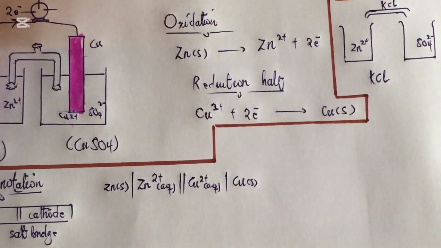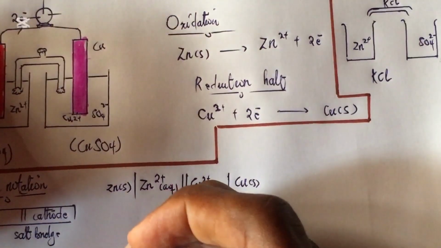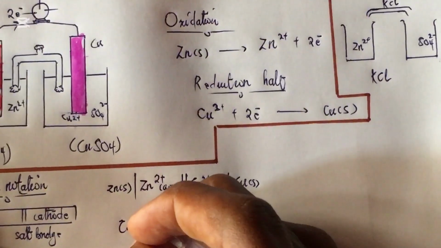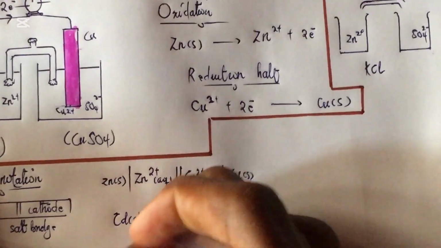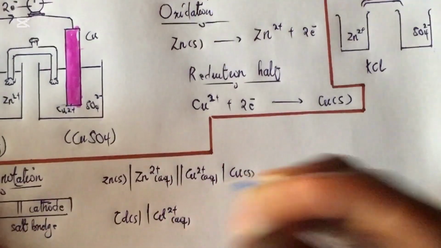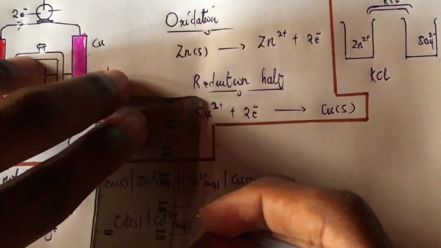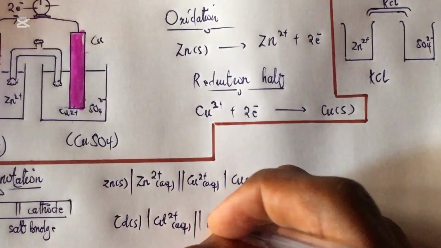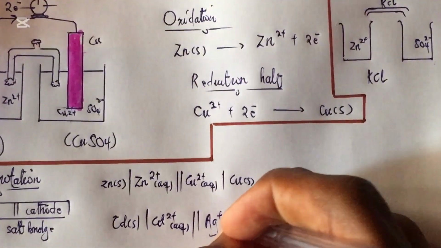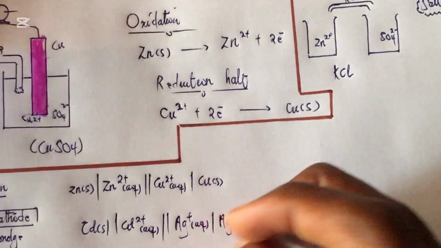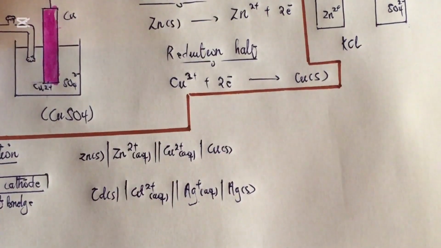So let's try and write another reaction. We can also have Cd, which is also solid, and now we represent it with a bar. Then we write our Cd2 plus, aqueous. Then we bring our salt bridge. Then, moving on to the Ag plus, which is silver, also in aqueous. Then our Ag solid. So this is also another example of the electrochemical cell notation.